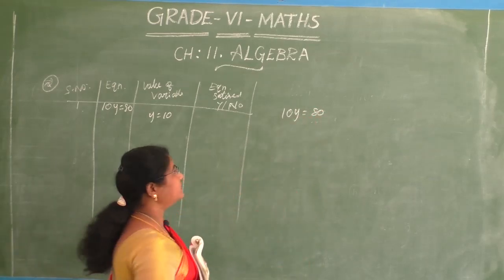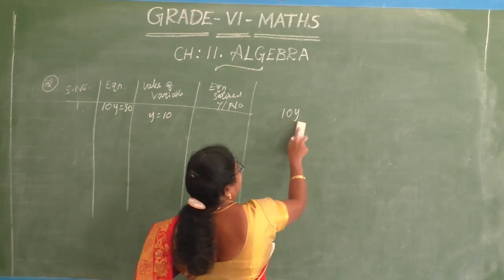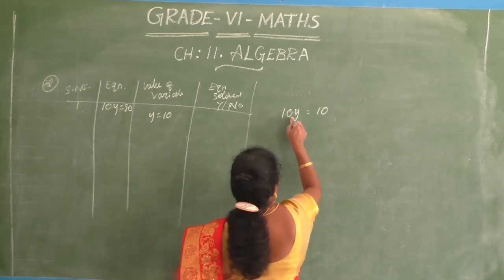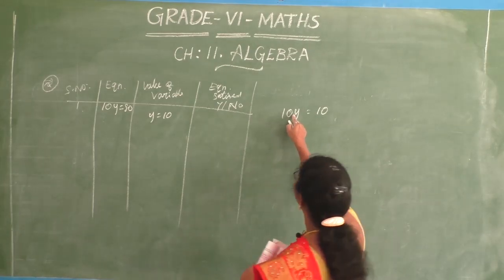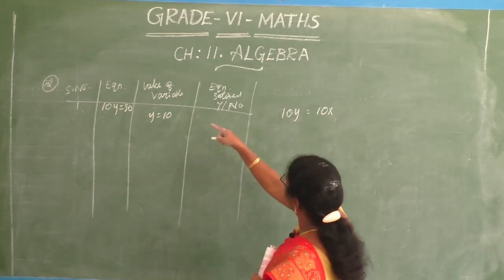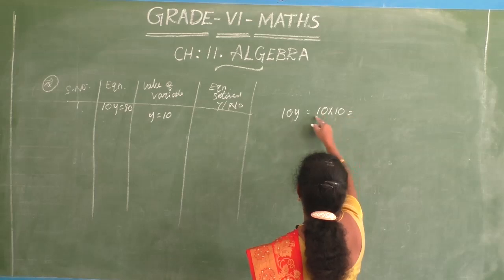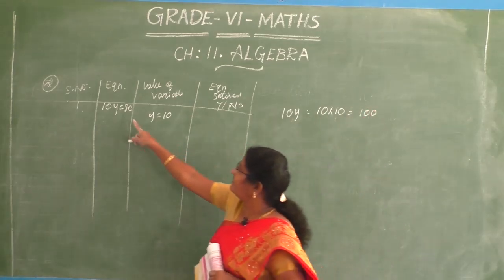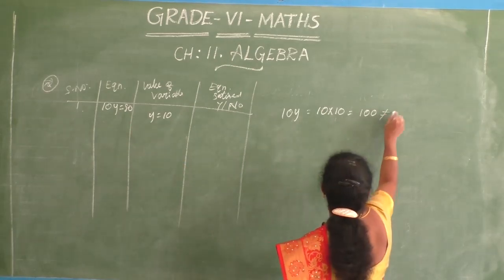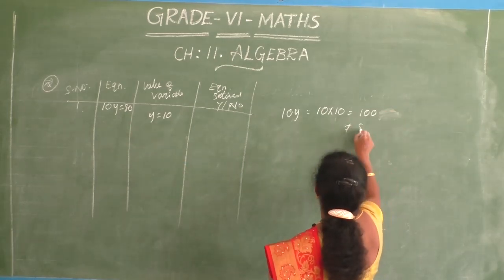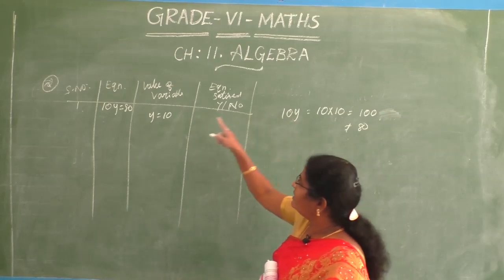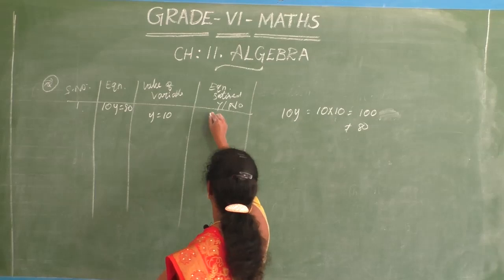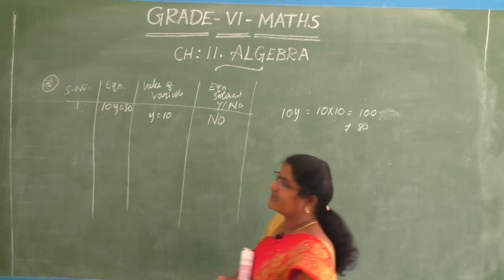10 into y, instead of y we have to substitute 10. There is no symbol, it is considered as into. y value 10, which is equal to how much? 100. Is it equal to 80? They have given 80, so it is not equal to 80. So this is not satisfied. The value y equal to 10 does not satisfy the equation.